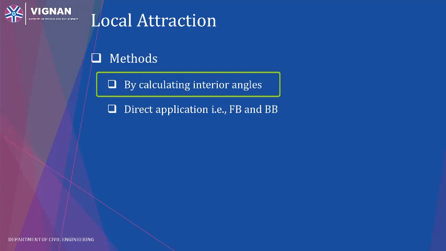the interior angles. And using the same equations which are used to calculate the interior angles, we'll substitute the corrected interior angles and calculate the fore bearing and back bearing. Before doing that, we'll find out the survey lines which are not affected by this local attraction, where the difference of bearings shall be 180 degrees.